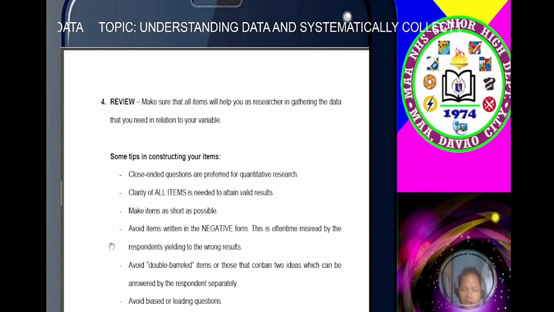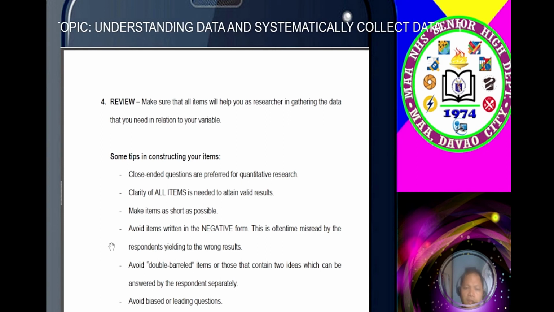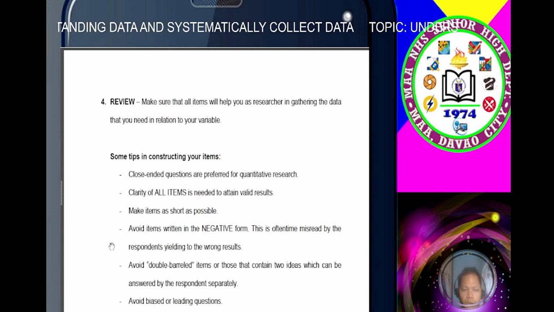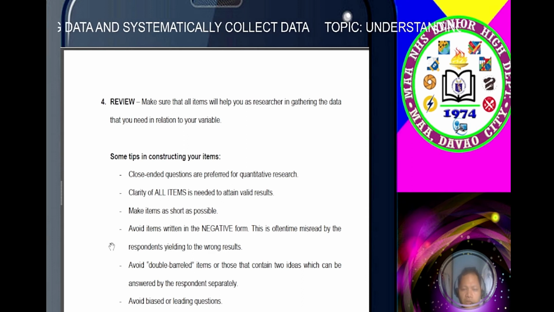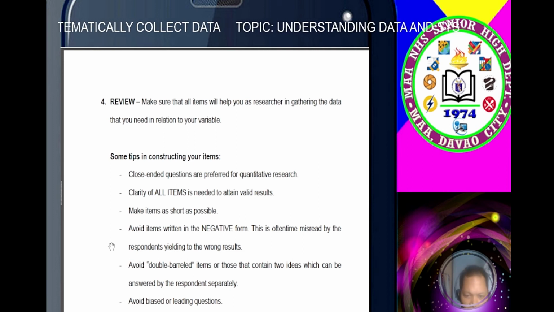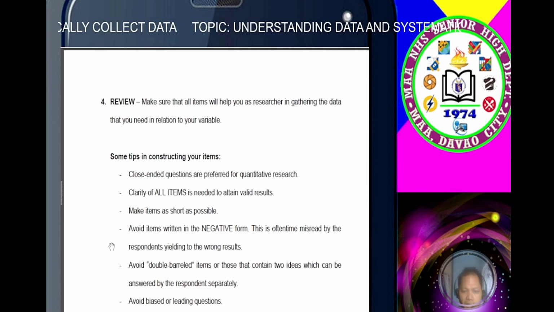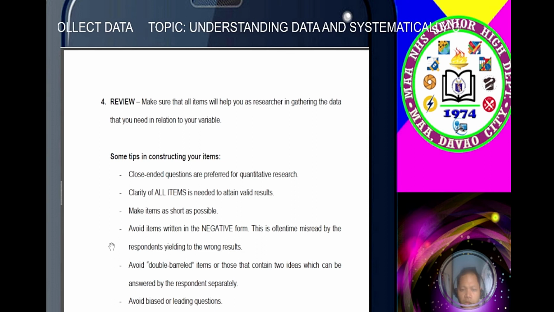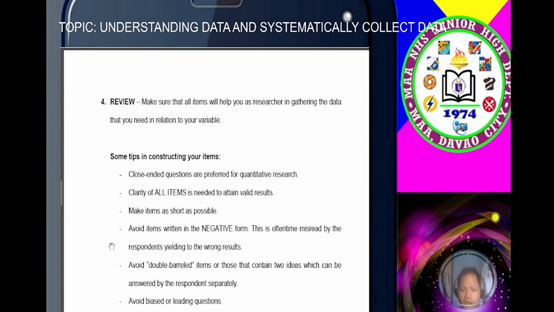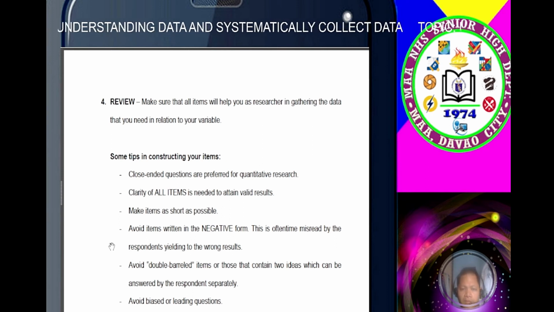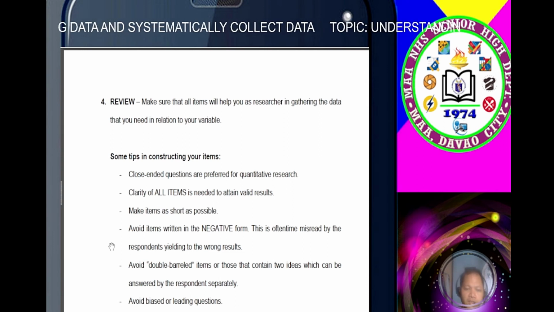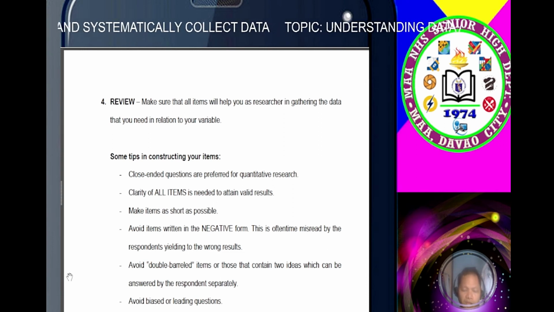It is very tiresome for your respondents to answer very long questions. Then fourth, avoid items written in negative form. It must always be in positive form. Then next, avoid double-barreled items, or those items that contain two ideas which can be answered by respondents separately. Make sure you have that in mind. You must have only one idea at a time. And avoid bias or leading questions. Take note of that.